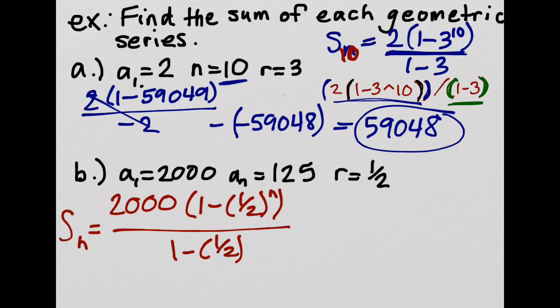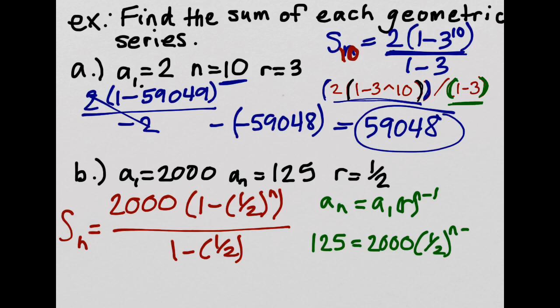Okay, now we see a problem here. We've got this n that we don't know the value of. So we're going to have to use our geometric sequence formula from yesterday to figure out how many terms there are. So if we go back to yesterday's notes, geometric sequence formula is a of n is equal to a of 1 times r to the n minus 1. Okay, so a of n, it tells us is 125. A of 1 is 2,000. R is 1/2, and we don't know n. We're going to have to solve for that.